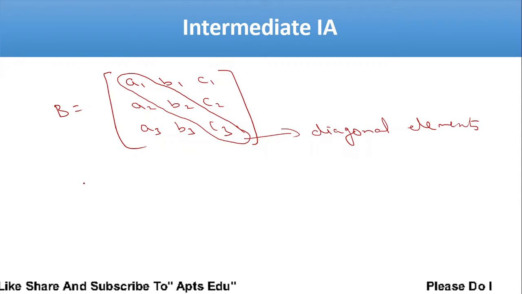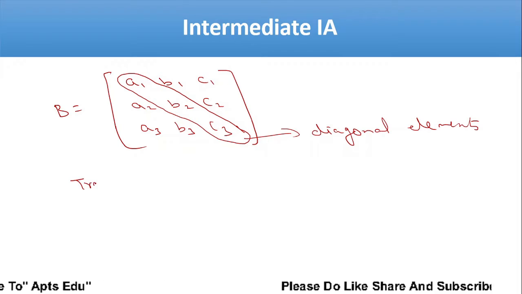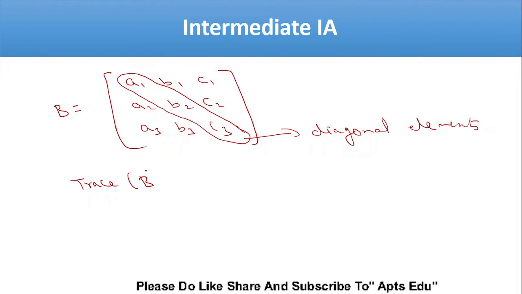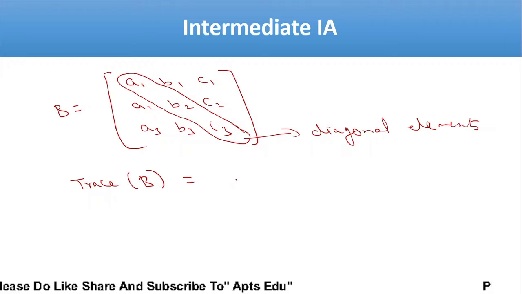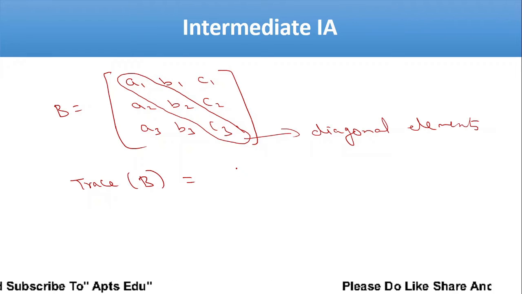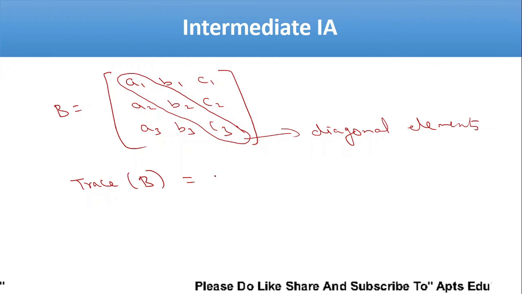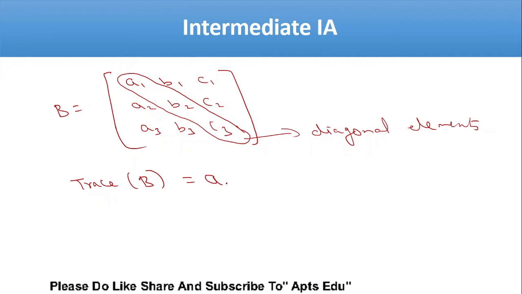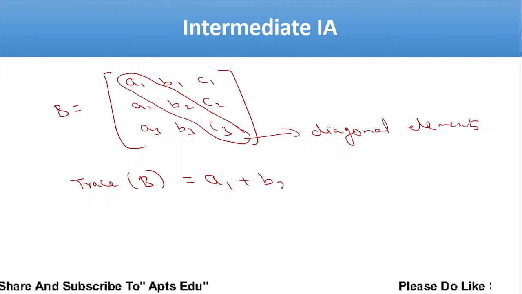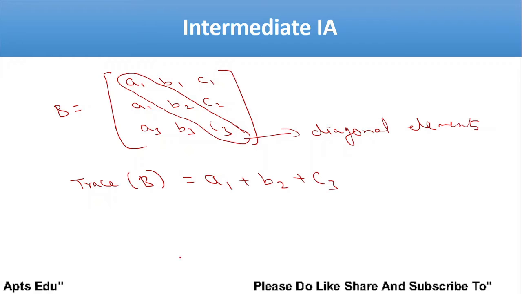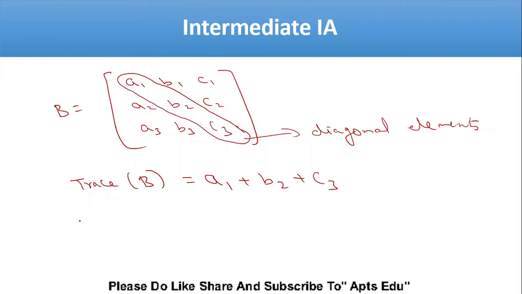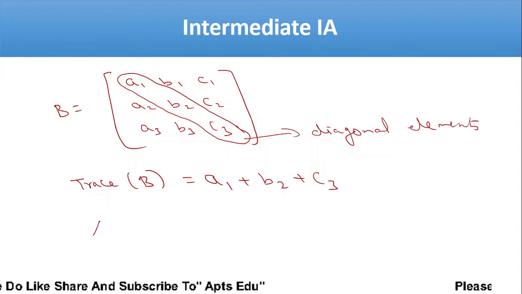If they ask you what is the trace of this matrix, the trace of matrix B is nothing but the sum of the diagonal elements. That is A1 plus B2 plus C3. We'll see one question so that you'll understand it.